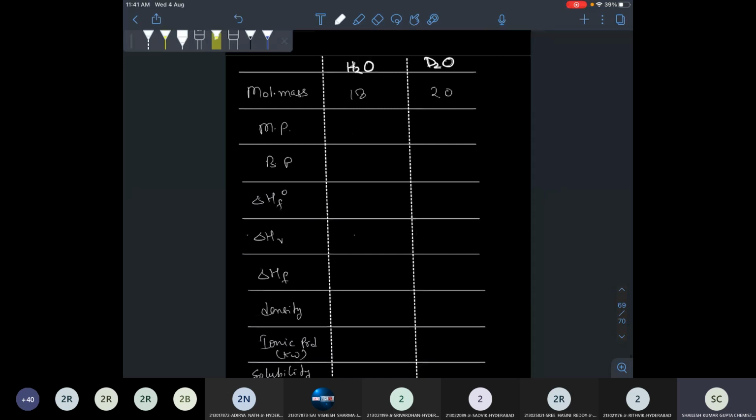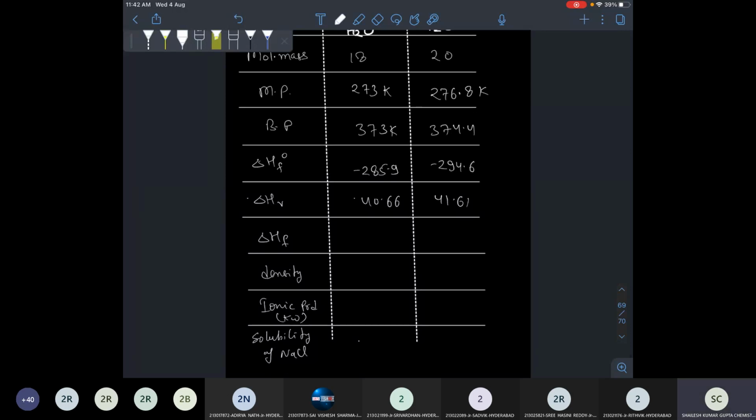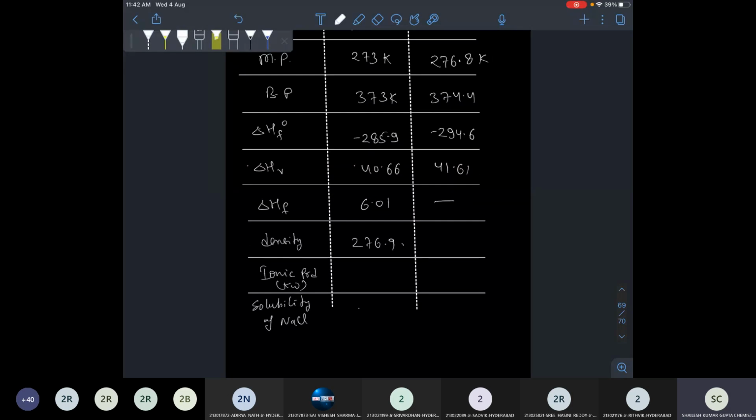If you look at all these values, my dear, melting point is 273 Kelvin, and this is 276.8 Kelvin. You can see that it is higher. Boiling point 373 approx., this is 374.4. Enthalpy of formation is minus 285.9, this one is minus 294.6. Vaporization is 40.66, this is 41.61. Right. Enthalpy of fusion, the value is reported, it is 6.01. This value is not reported. 276.98. Sorry, I need not tell all these points.